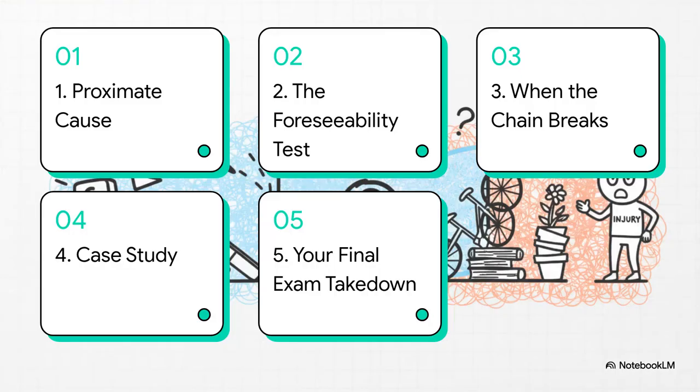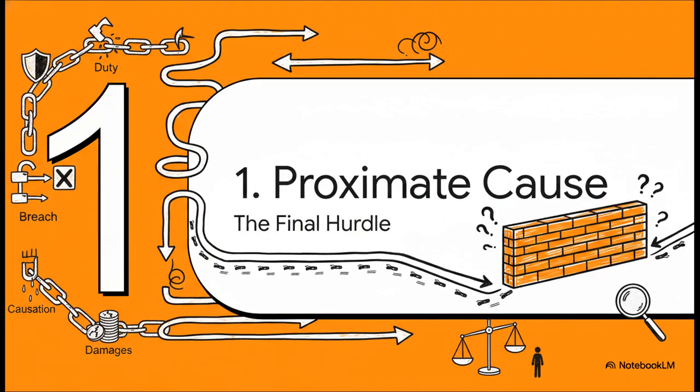Here's our game plan. First, we'll nail down what proximate cause even is. Then, we'll get into the main legal test courts use. This is the big one. We'll look at what happens when that test fails, and of course, we'll walk through some absolute classic cases. Stick with me, and you'll have the exact framework you need to ace this part of your exam. Okay, let's start at the beginning.